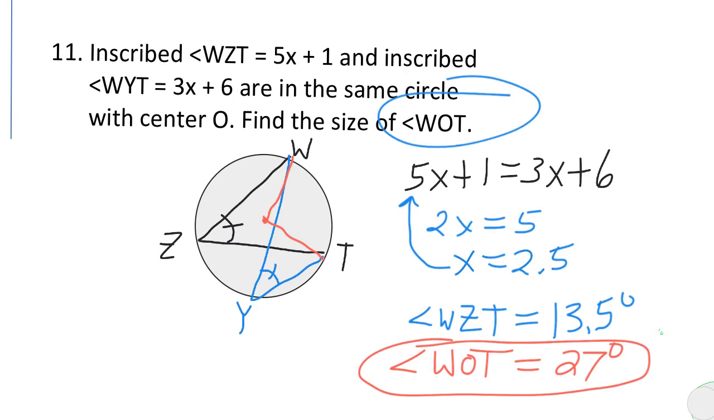I need to figure out the size of the central angle. That's WOT. O is our center point. Well, I can plug in x to figure out the size of my inscribed angle, which would be 13.5 degrees. That's the inscribed. But the central angle is twice as large as the inscribed. So once I know the inscribed, I must double it to get the central angle. So that's one of the most important points from this unit, is that a central angle and an inscribed angle are not the same size. Central angle is twice as large.